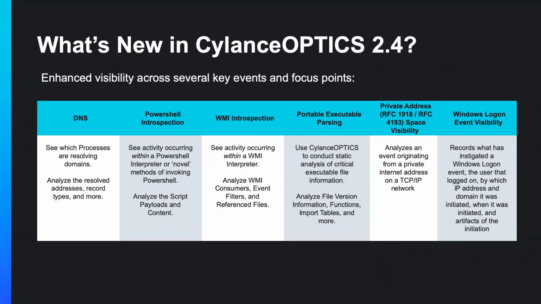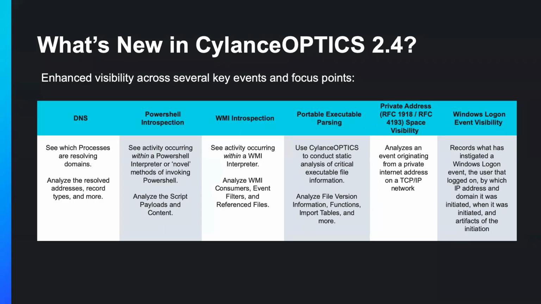We added a portable executable parser into the CylanceOPTICS Context Analysis Engine. What this does is very similar to what CylancePROTECT does when it sees a file on a system. CylancePROTECT, when it sees a file, will rip it apart and break it down into very finite and atomic pieces of data. We took that same concept and almost the same parser that CylancePROTECT uses, and instead of the data being fed into a mathematical model, we feed it through Context Analysis Engine and use CylanceOPTICS to conduct static analysis of executable files locally on the system. This allows our teams to look at file version information, functions that exist in the executable file, import tables, and a bunch of other really finite data of executable files themselves.